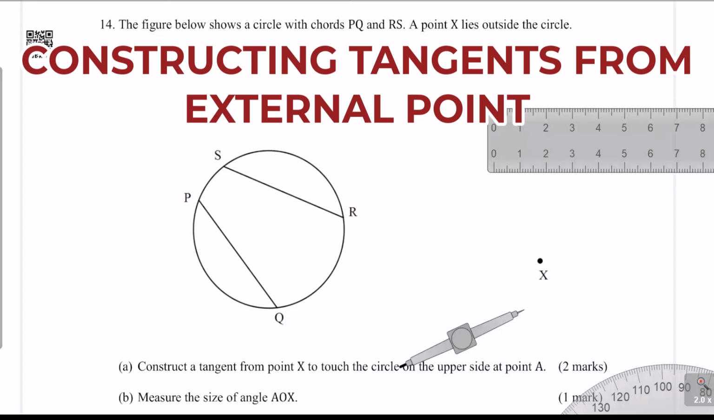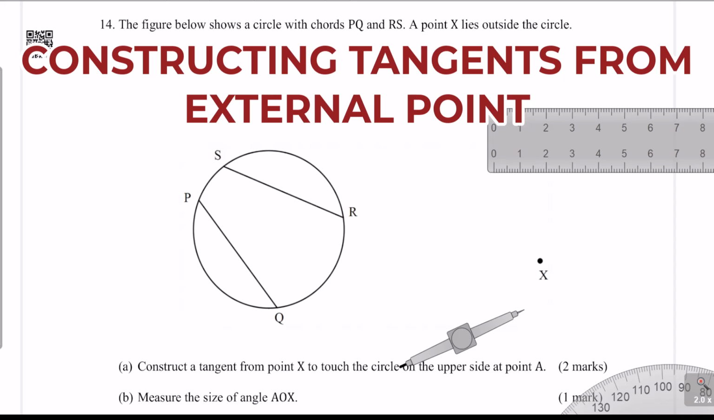The figure below shows a circle with chords PQ and RS. A point X lies outside the circle, as you can see in the diagram there. Part A of the question: construct a tangent from point X to touch the circle on the upper side at point A, 2 marks. Part B: measure the size of angle AOX.